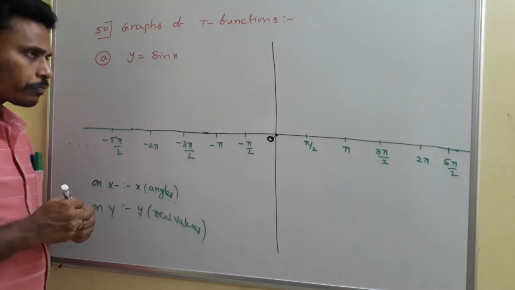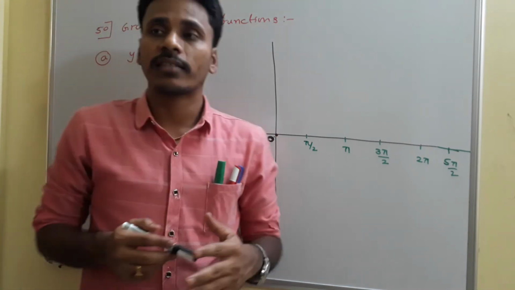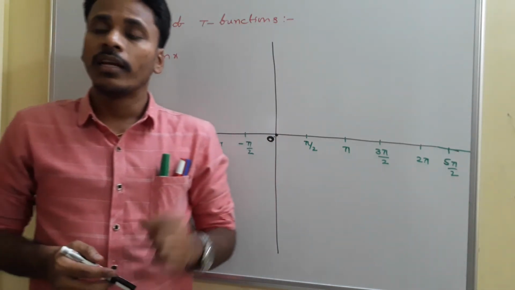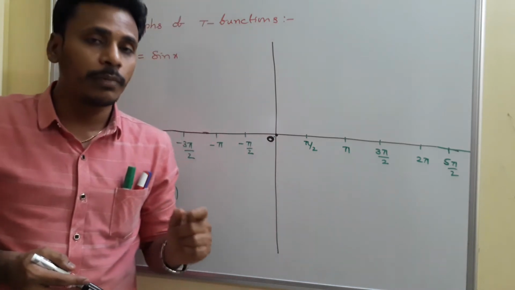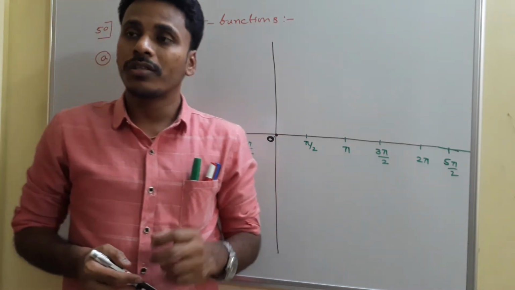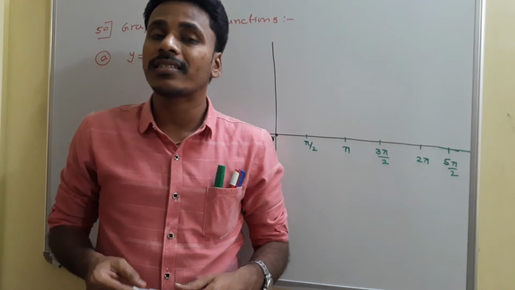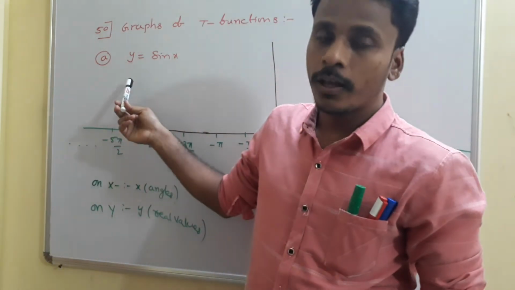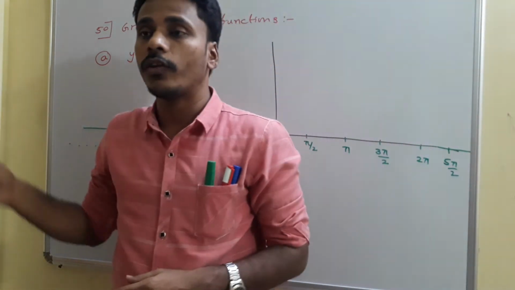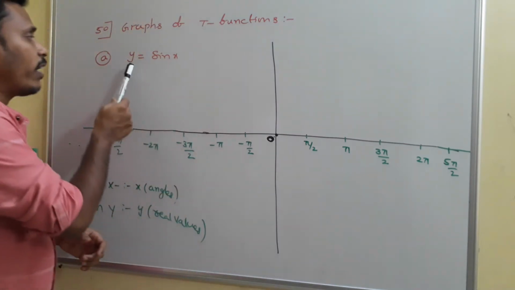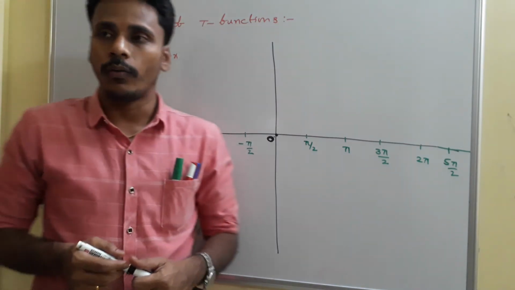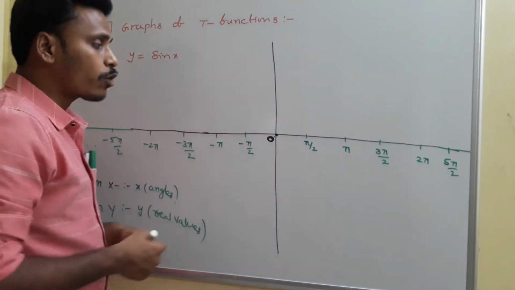Now look there. As we discussed in the last class, for any given angle, the sine values are always in between minus 1 and 1. What is sine x here? Sine x is y. So since sine x values are in between minus 1 and 1, here y values are in between minus 1 and 1. y values always lie on the y-axis.